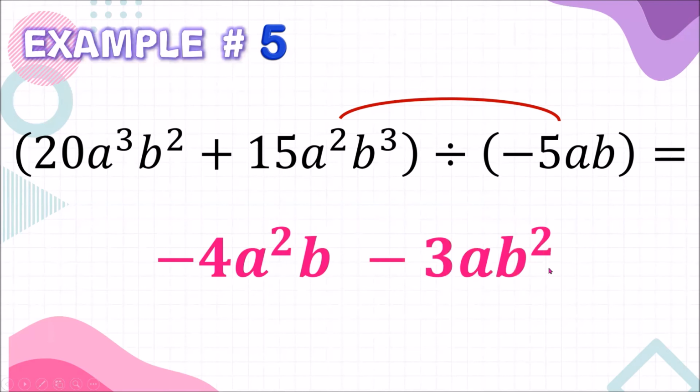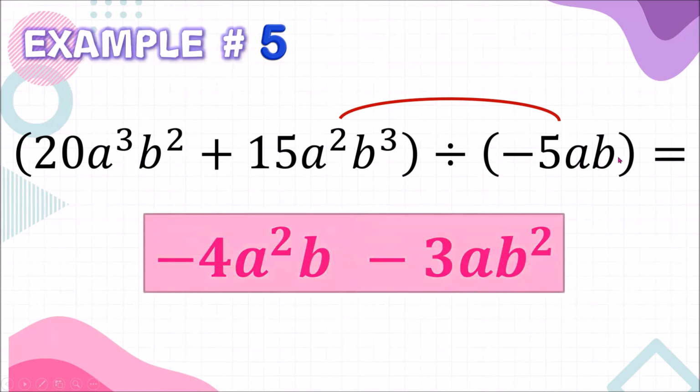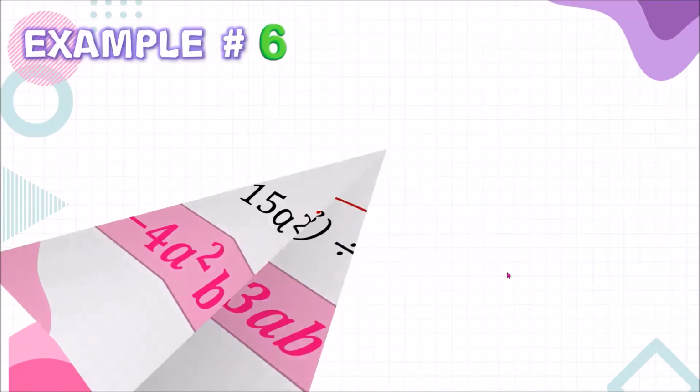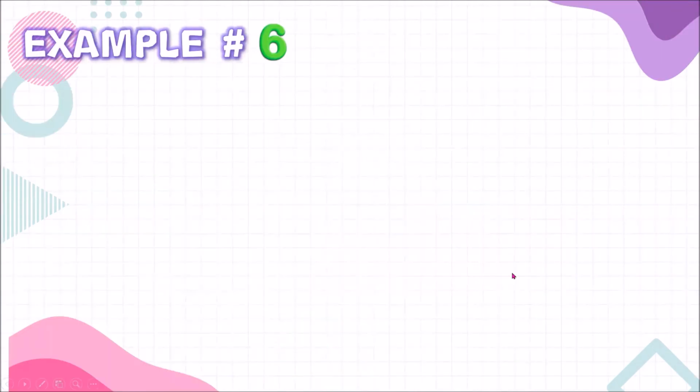So let's try to check our answer if this is correct. So negative 5 times negative 4, we have 20. A and a squared, a cubed. Then b times b squared. And then negative 5 times negative 3, positive 15. A times a squared. B and b squared, we have b cubed. So this is correct. Next, example number 6.